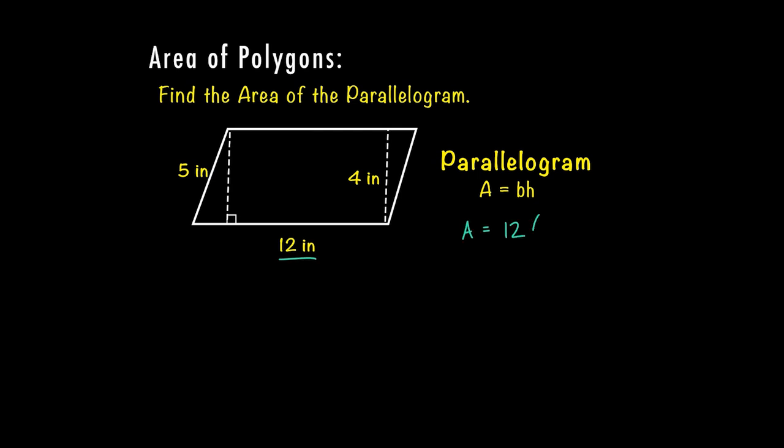And then I want to find my height. And I have two other numbers that I'm given. And again, we always want to look for that right angle. And so the two lines that create the right angle are going to be my base and height.